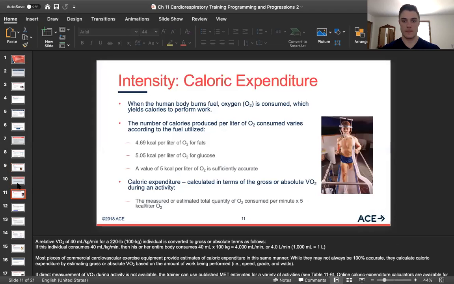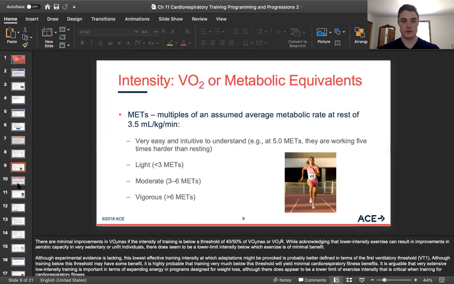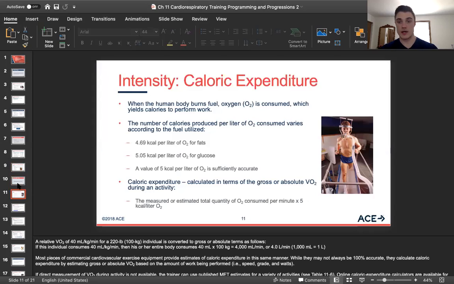Moving on, caloric expenditure. We talked about oxygen consumed. Now we're going to chat about the caloric expenditure that is a result of the consumption of oxygen. And we'll see that a value of 5 calories per liter of oxygen consumed is sufficiently accurate for the purposes of not having the equipment, like this whole setup here.